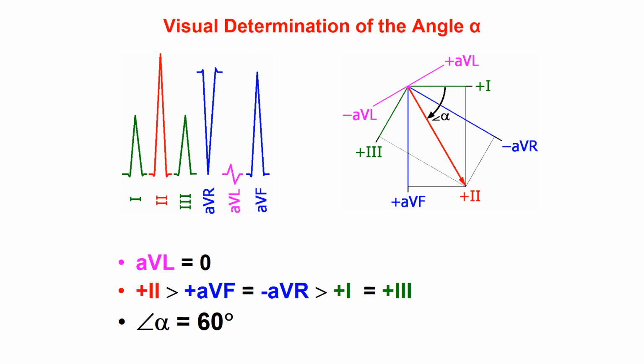Vector A lies on the positive part of the axis of lead 2 or is parallel to the axis of this lead. The angle between the positive part of lead 1 and the positive part of lead 2 is 60 degrees. So the alpha angle is 60 degrees.